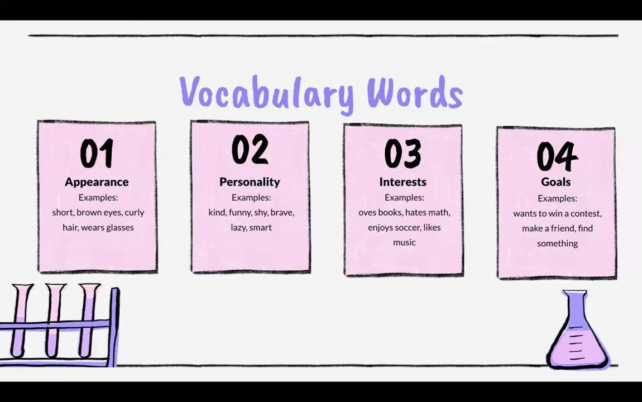Who are they? Then we have interests. And these are the things they like doing, the things that they're interested in. For example, someone might love books, hate math, like soccer, like music. These are things that they like doing. And then we have their goals, which is what they want to do. For example, someone might want to win a contest, make a friend. They might want to find something. They might want to get a certain grade in a certain class. These are all goals that your character can have.